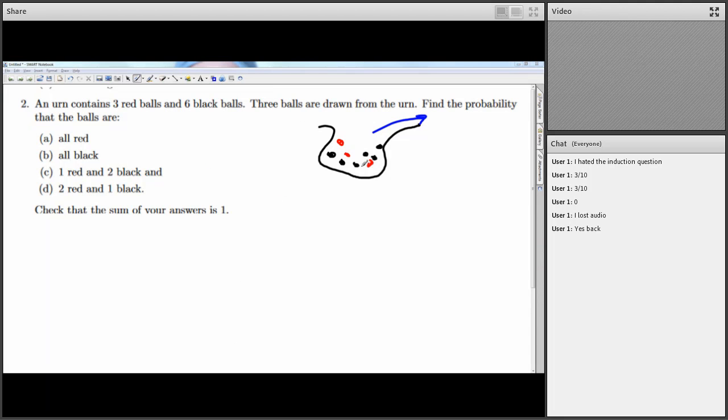So basically we've got a big jar, which I've drawn really poorly, with 6 black balls and 3 red balls, and we also want to pull some out. And what we're going to do, we're going to pick out 3 different balls, essentially. And you can get 4 different possible arrangements: either all of them red, all of them black, or 1 red, 2 black, or 2 red, 1 black. So they're the 4 different options. What are the probabilities of all these different outcomes?